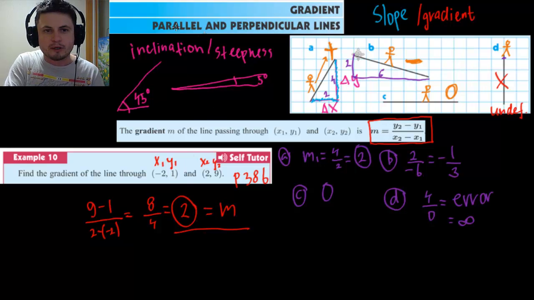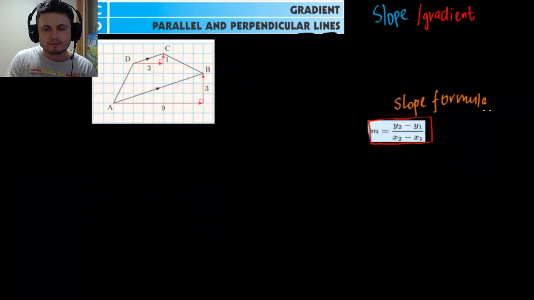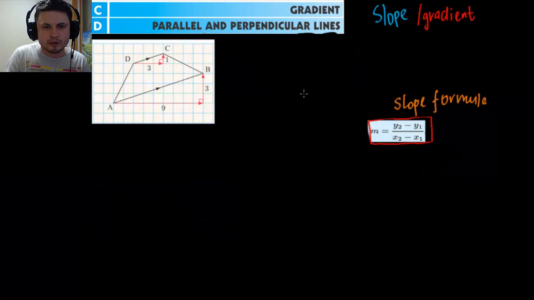Now, the second part right here, parallel and perpendicular lines, this is where it gets a little bit trickier. And when I say more difficult or more tricky, I actually really mean easier. I'm going to keep the slope formula right here just so you can see it. And this is the next example. So here is our trapezoid. And we have line DC and line AB. And we do have a gradient for both of them.